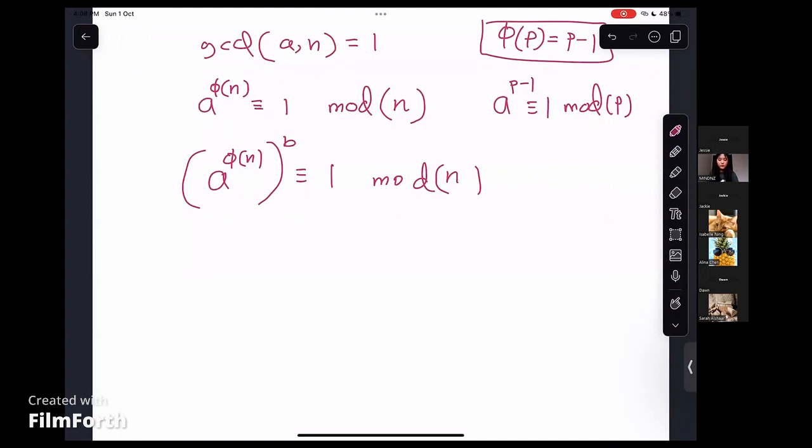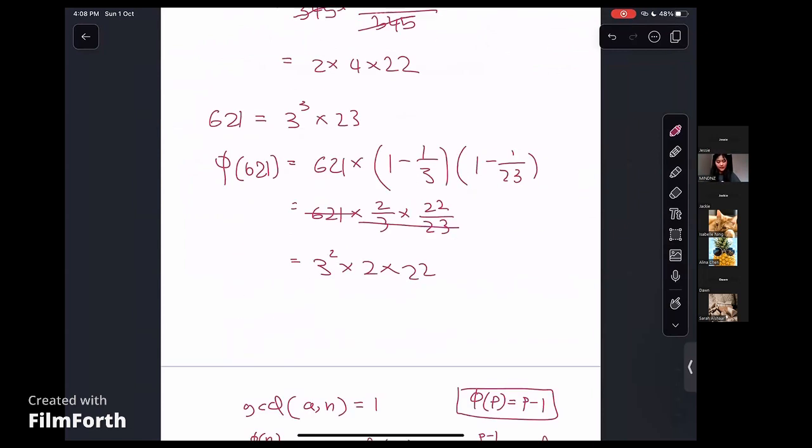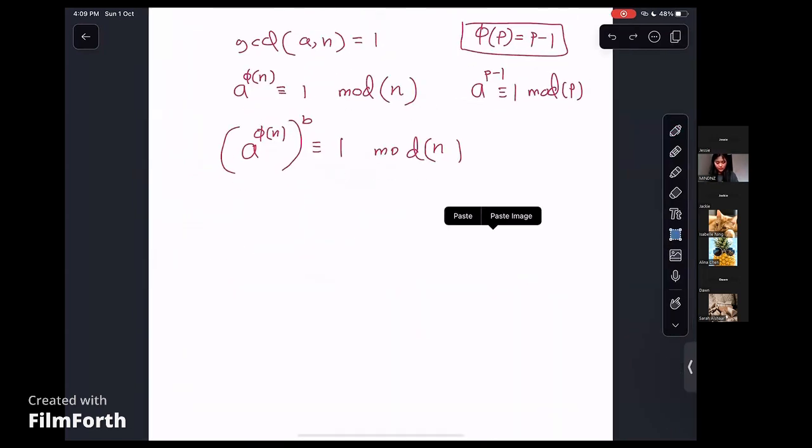This is really useful because now we don't care about the value of n that much, as we would for Fermat's theorem, where it has to be prime. So this is really useful. And okay, so we have this.